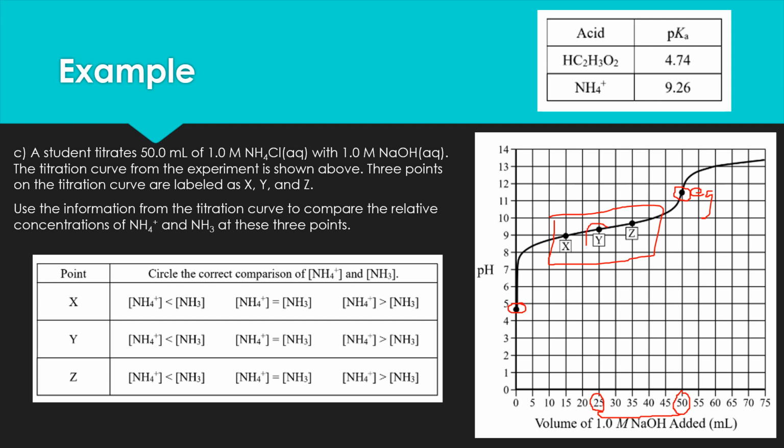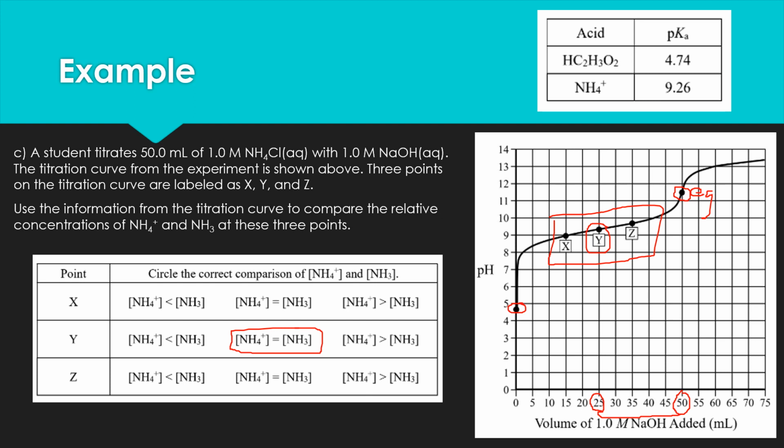So at point Y, we should have equal concentrations of our acid and its conjugate base. Let's see, at point Y, we would have equal concentrations of NH4 plus and NH3. That would be the logical one there, right? At half the equivalence point, we're going to have equal moles of acid and conjugate base. Half of it has been converted to conjugate base.